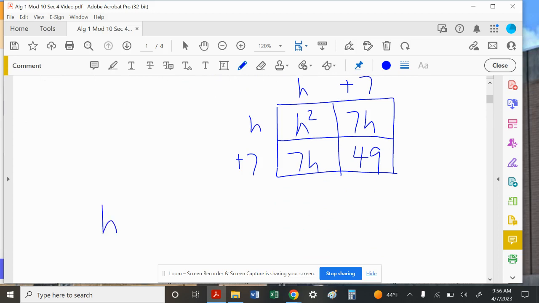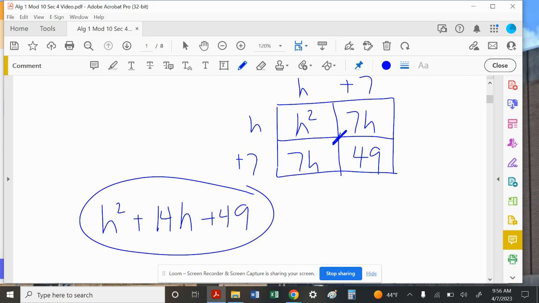Notice that we get h squared plus, then we always combine the diagonals, 14h. And remember that these two diagonals have to be like terms, exactly like terms, meaning that the variables have to be the same, not the numbers, but the variables have to be the same. And then plus 49. So this would be my answer going this route.